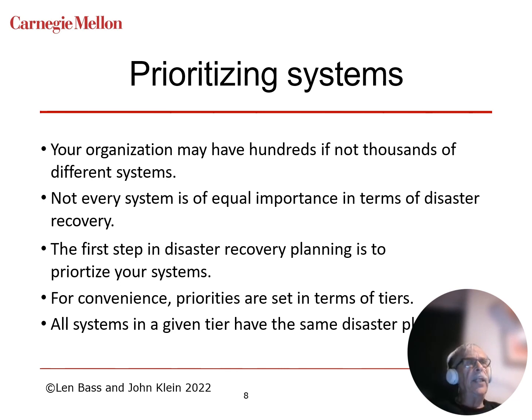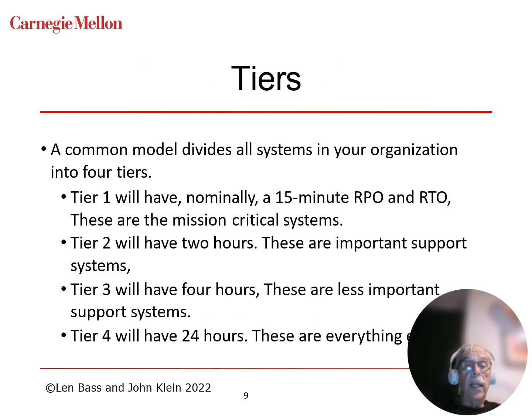And typically the priorities are set in terms of tiers. So a tier one system is a mission critical system. Your business will not be able to operate without the tier one systems available. And these typically might have a 15-minute RPO or RTO. Okay, that depends on your business and how much money you want to spend in terms of the disaster recovery planning. But let's say 15 minutes.